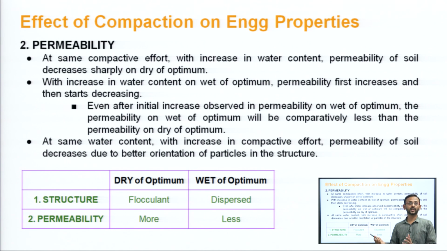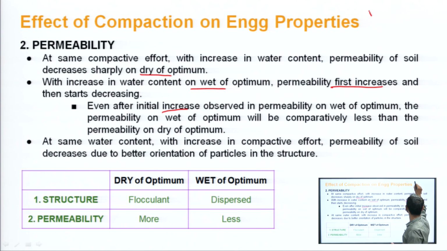Now, if we talk about permeability, at the same compactive effort, with the increase in water content, the permeability of the soil sharply decreases on the dry of optimum. Now, the second point to understand: this was on dry of optimum, so what happens on wet of optimum? When we increase the water content beyond OMC, the permeability will first increase, but then it will start decreasing. Now, understand another sub point here, even after the initial increase observed in permeability.